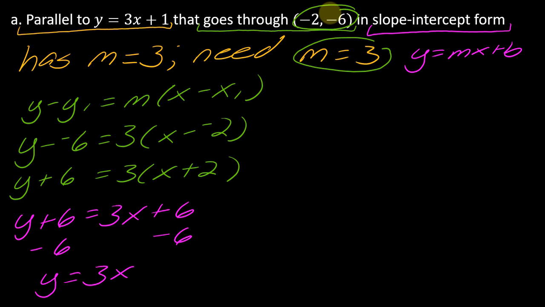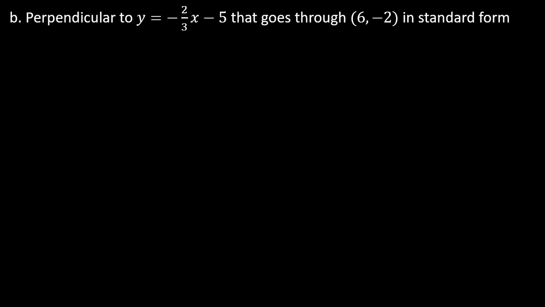Now, a quick sanity check here is just that they have the same slope, which is what they should have for parallel lines, so we can see that we're good to go. Okay, so that's kind of the idea behind this. Let's do another one now.